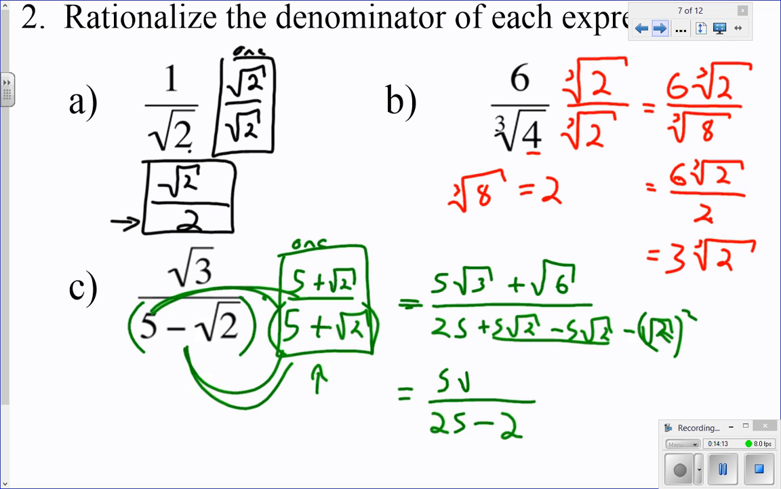The numerator is 5 square roots of 3 plus the square root of 6. And we simplify the denominator to be 23. So the answer is 5 square roots of 3 plus square root of 6, over 23.